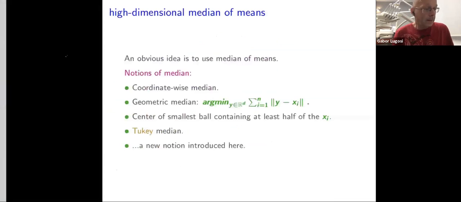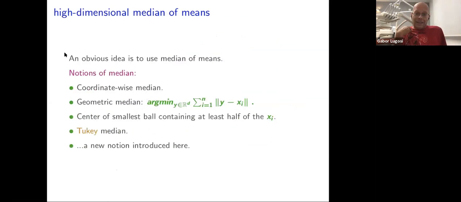Okay, so let's look at some obvious ideas. Well, an easy idea is to try to generalize. Okay, so we can again form blocks of the data. We can compute the empirical mean. So now, if we have k blocks, we have these k vectors, and now we should take the median of this. But what's a multivariate median?